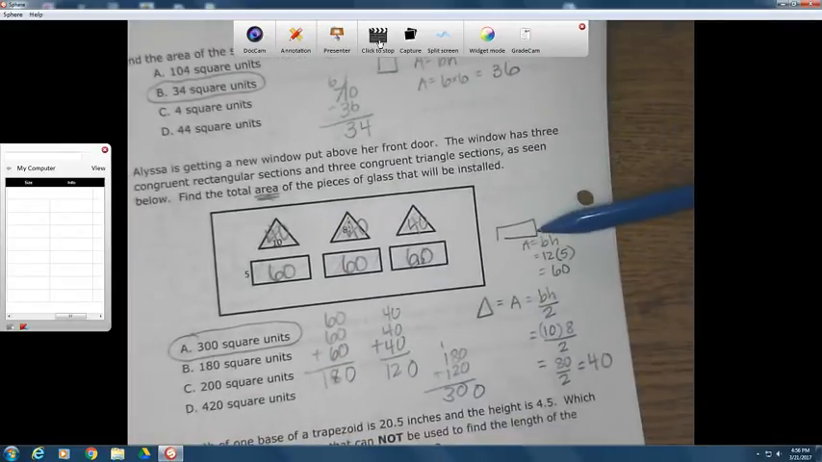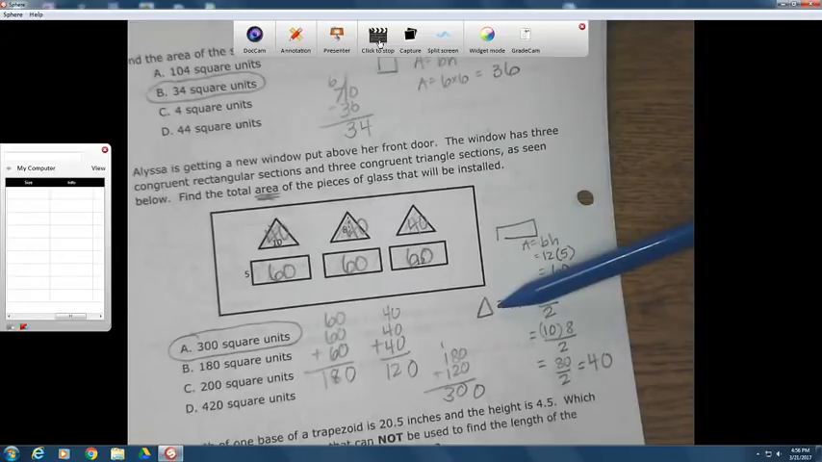Okay, find the area of the rectangles, find the area of the triangles, and you have to add those together.